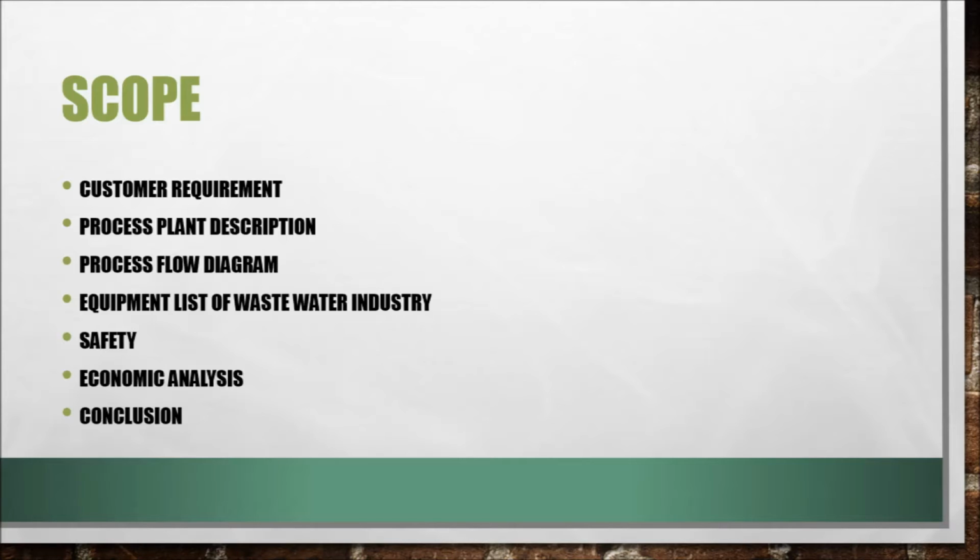In this scope, we are going to focus on the customer requirement, particularly in each type of customer, what will be the choice of the customer as well as the market demand. Throughout the water and wastewater industry, we also highlight the process plant description and also the process flow diagram. We focus on the equipment list used in the water and wastewater system as well as its unit description, and also we focus on the safety of the system and other consideration scope. Additionally, we also touch on the economic analysis and the overall conclusion of our experiment.